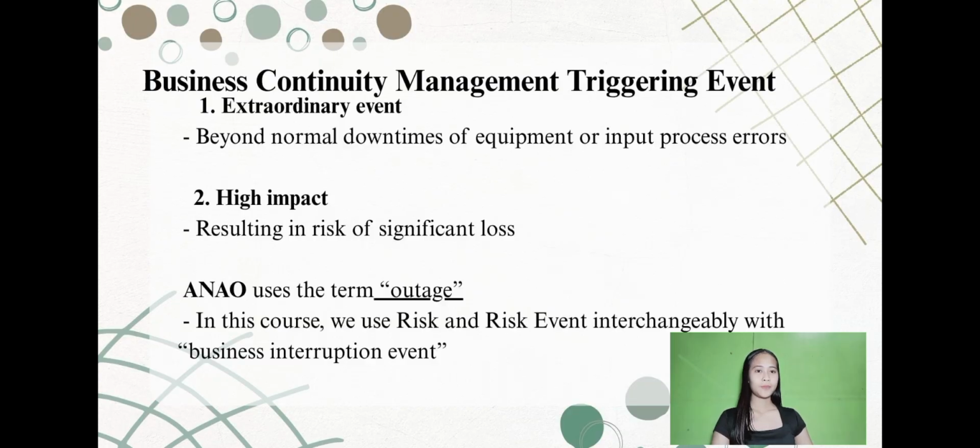Business continuity management triggering event. A business continuity management triggering event is something that forces the company to activate its business continuity plan, because it threatens operations or may cause significant loss. So, it has two main characteristics. First is extraordinary events. These are events that go beyond normal or expected downtimes. Second one is high impact. It can cause significant damage to the business.